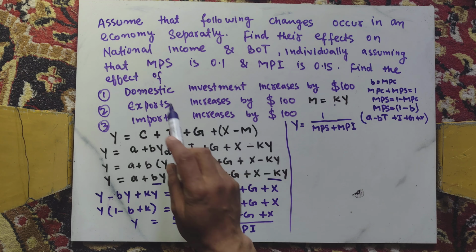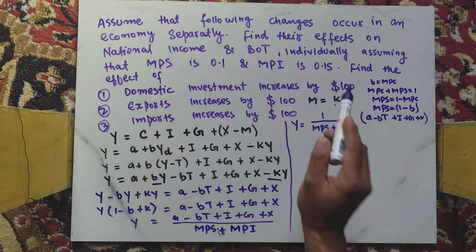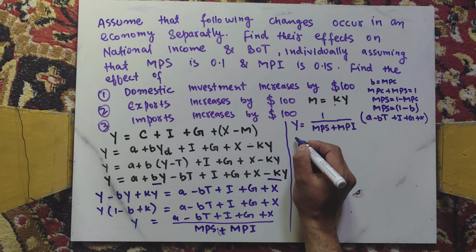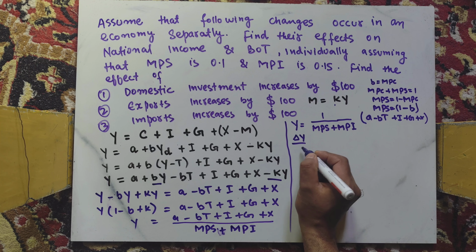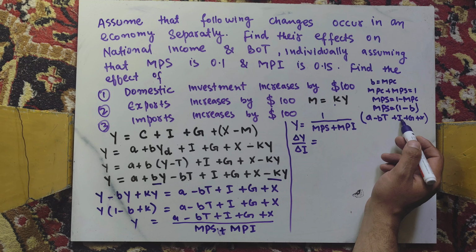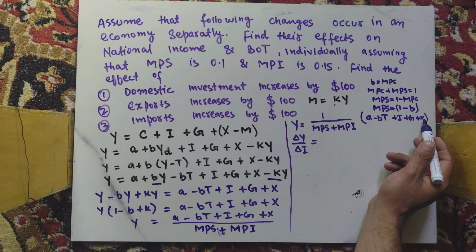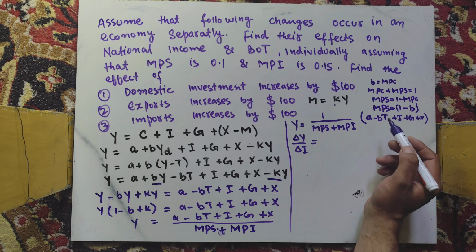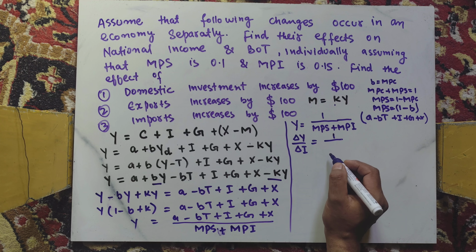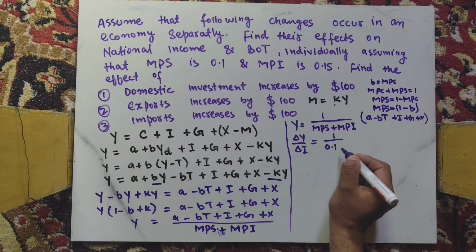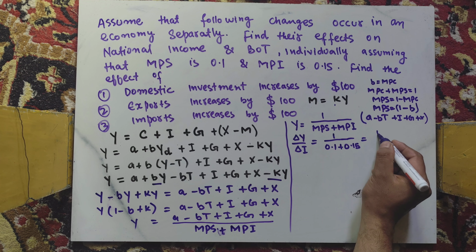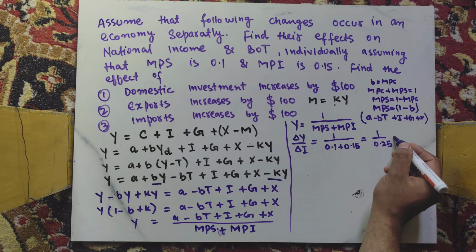Now let's come to the first question. We are being told that domestic investment increased by $100 million. Given this, we need to find out the change in income due to the change in the investment. Let us take the partial derivative with respect to I: the derivative of all other terms will be 0, the derivative of I will be 1, so we are left with 1 divided by MPS, which is 0.1, plus MPI, which is 0.15. So we get 1 divided by 0.25, which is equal to 4.